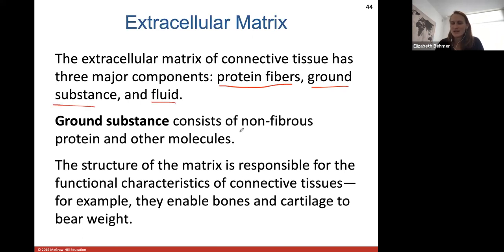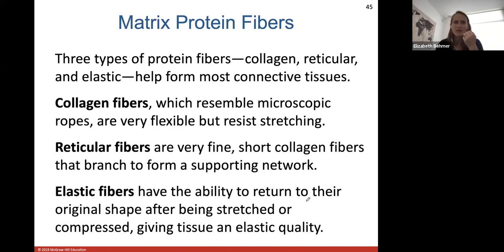The ground substance consists of non-fibrous protein and other molecules, and the structure of the matrix is responsible for the functional characteristics. The ground substance, for example, of bones and cartilage helps them to bear weight. So each kind of connective tissue, even though they're made up of protein fibers, ground substance, and fluid, will vary in what that looks like, whether we're talking about bone, cartilage, blood, adipose tissue, and so forth.